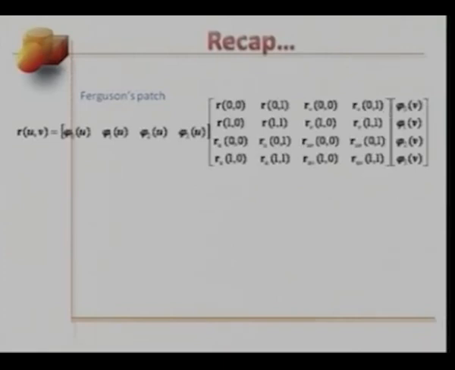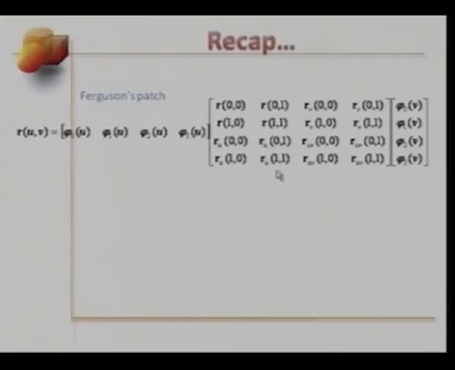So the mathematical expression for the patch is R of u and v, given as the row matrix phi 0, phi 1, phi 2 and phi 3, all functions of parameter u, times the geometric matrix, I will come to that a little later, times the column vector phi 0, phi 1, phi 2 and phi 3, all functions of parameter v. These phi's happen to be cubic Hermite polynomials, as you would know from Ferguson curves.